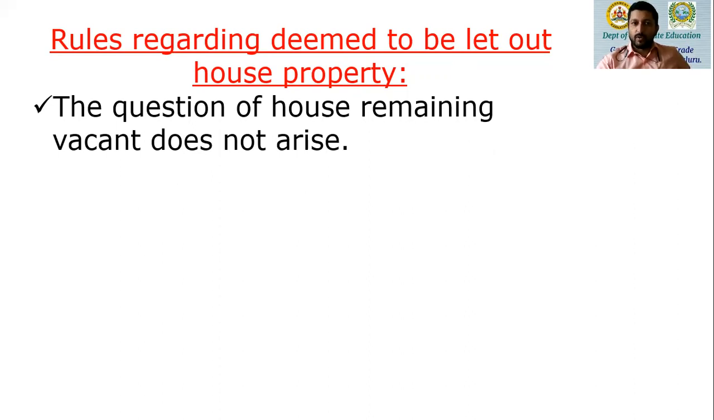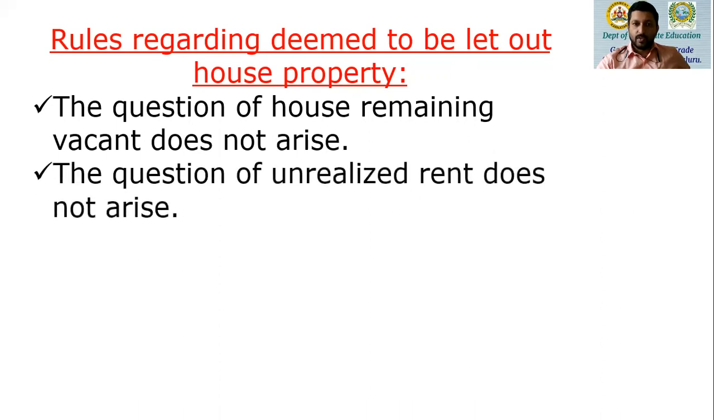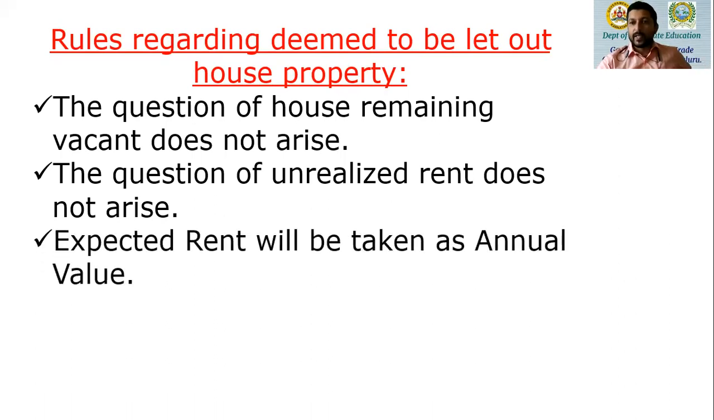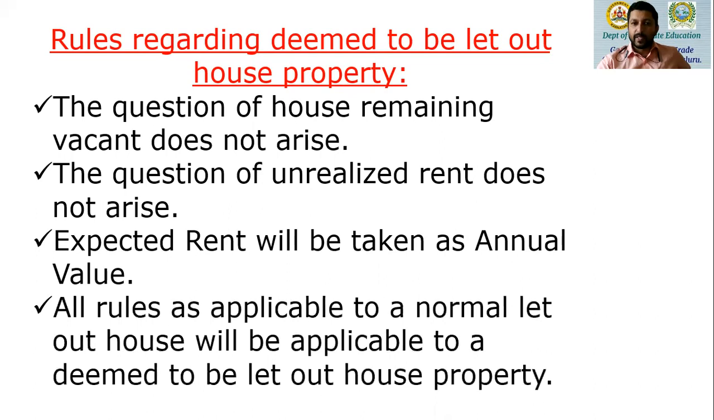Now, the rules: the question of the house remaining vacant does not arise. The question of unrealized rent does not arise because there is no tenant. So there is no question of unrealized rent. Expected rent will be taken as the annual value. Remember this, we had it in the third step. The first step was comparing the fair rent with the annual municipal value, whichever is higher. Compare that with the standard rent, whichever is lower, that would be the expected rent. And as far as a deemed to be let out property is concerned, expected rent will be taken as the annual value.